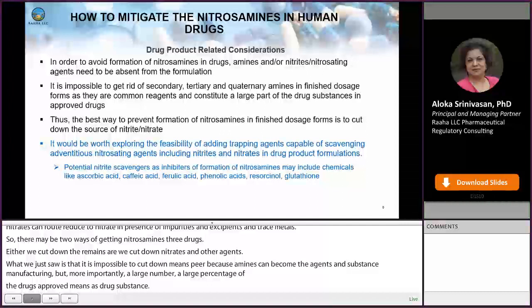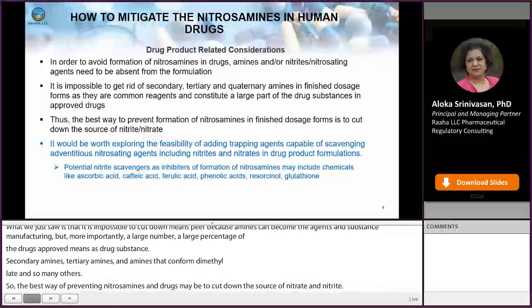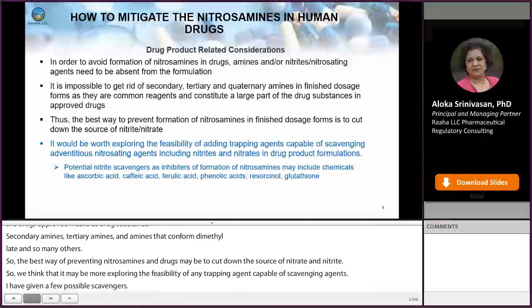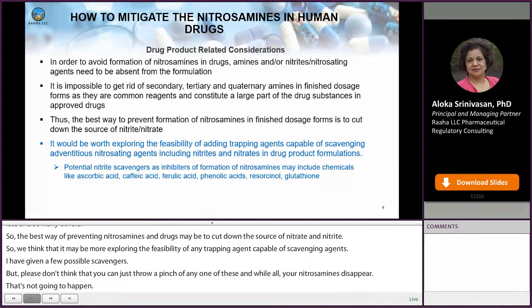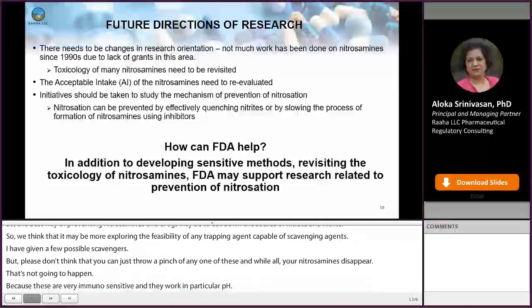So we think that it may be worth exploring the feasibility of adding a trapping agent capable of scavenging nitrosating agents. I have given a few possible scavengers, but please don't think that you can just throw a pinch of any one of these and voila, your nitrosamines disappear. That's not going to happen because these are very sensitive and they work at particular pH. They may not be working the way they should in presence of certain excipients. There's a lot of research that needs to be done.